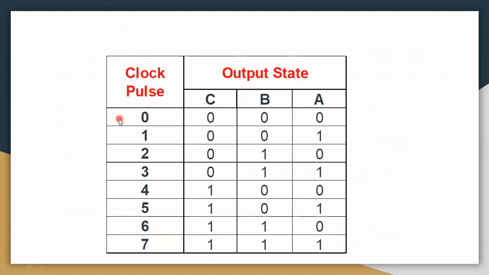So this is the negative triggering clock pulse. Before starting, the output is 000. After the first clock, it changes to 001, second 010, and so on. And finally, after the 7th clock pulse, the output is 111.